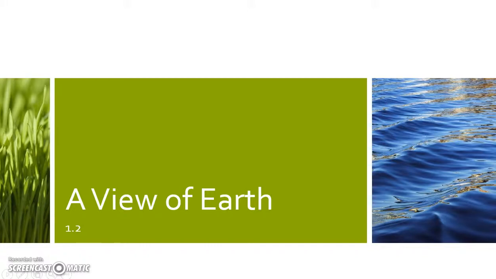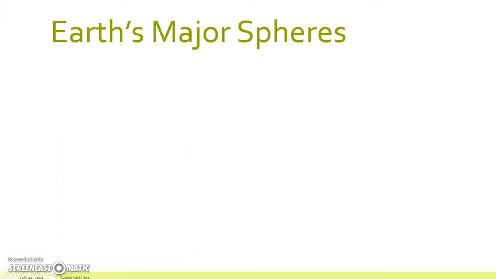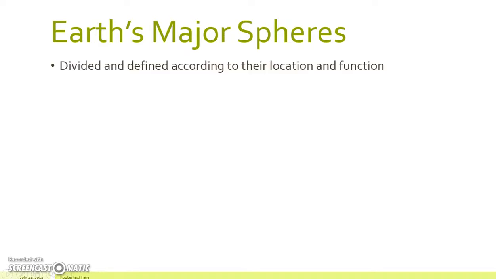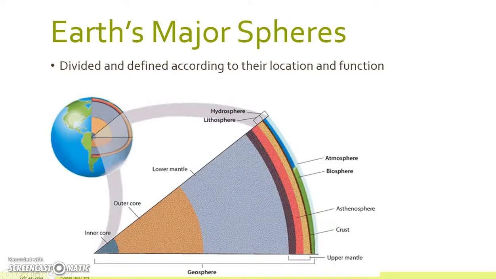Chapter 1, Section 2, A View of Earth. The first thing we're going to talk about are Earth's major spheres. There are 4, and they are divided and defined according to their location and the function that they hold. The 4 that we have are the hydrosphere, the atmosphere, the biosphere, and the geosphere.